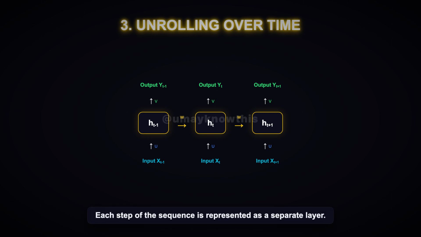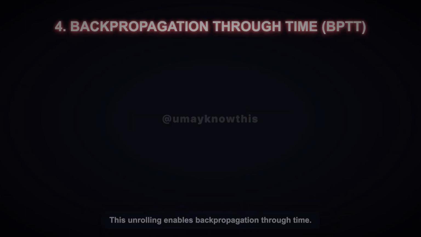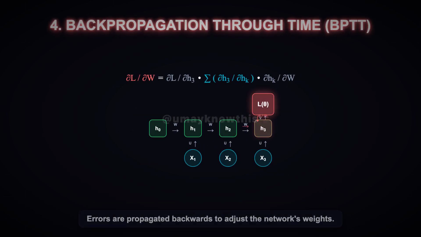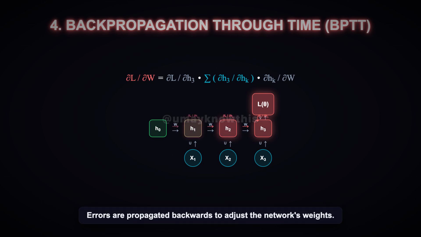Second, RNN unfolding. RNN unfolding or unrolling is the process of expanding the recurrent structure over time steps. During unfolding, each step of the sequence is represented as a separate layer in a series, illustrating how information flows across each time step. This unrolling enables backpropagation through time, a learning process where errors are propagated across time steps to adjust the network's weights, enhancing the RNN's ability to learn dependencies within sequential data.